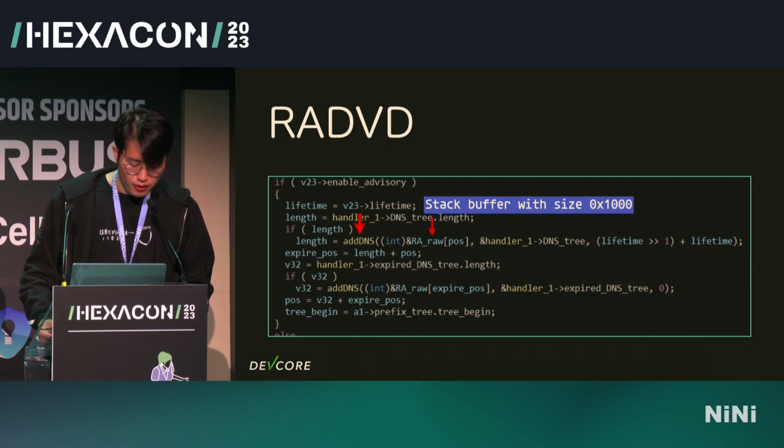Following the send RA function, we found something interesting while the RA-DVD deals with the DNS advisory. It will advise DNS to nodes based on the DNS list it received from the upstream. The add DNS function is used to flatten the DNS tree and add it to the ICMPv6 RA row packet. The RA row is the ICMPv6 payload, which is a local variable with a size of 496 bytes.